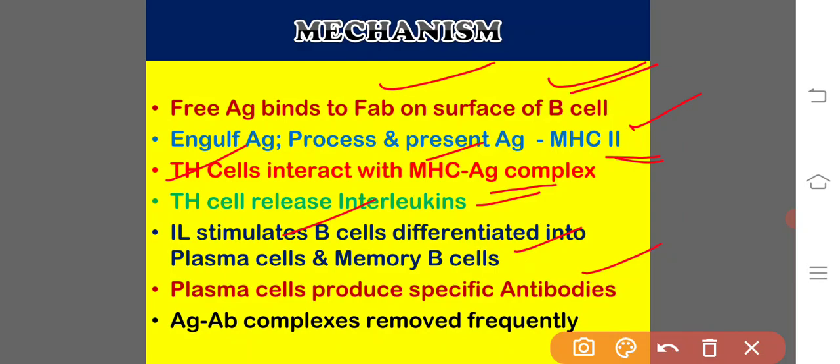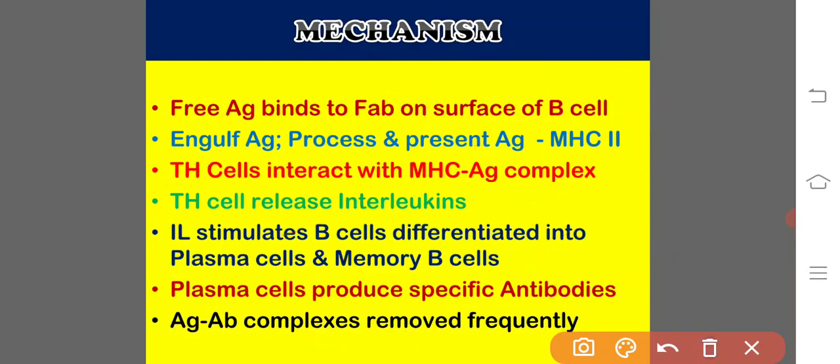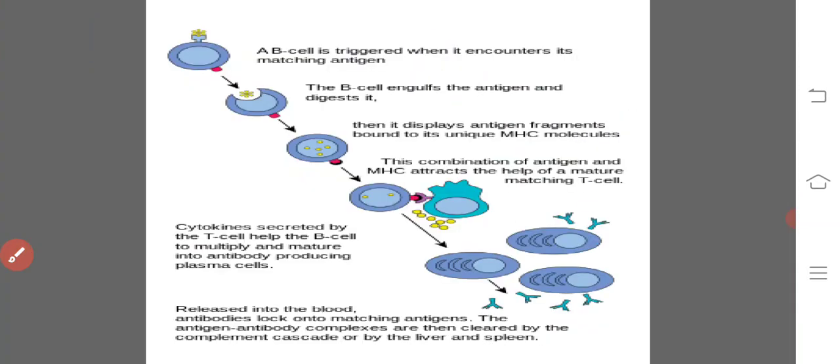Otherwise, the precipitation of the soluble antigens. They also activate the phagocytes and complement system, and the products of antigen antibody reactions, which are called antigen antibody complexes or immunocomplexes, are removed from the body by the eosinophils and monocytes very frequently. This is all about the mechanism of the humoral immunity. Here you can observe the same in the diagrammatic representation.